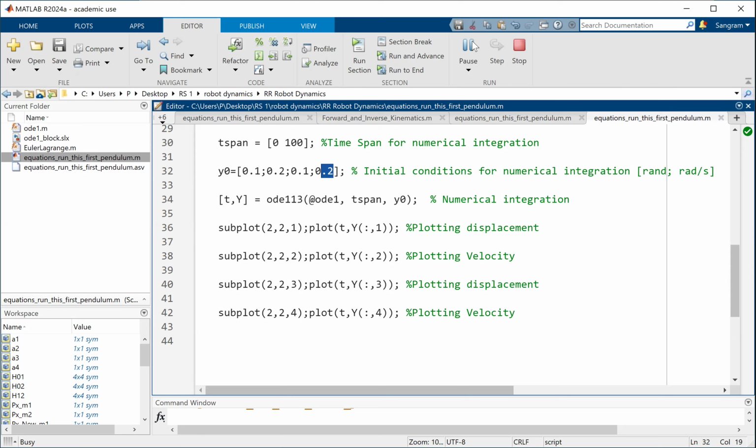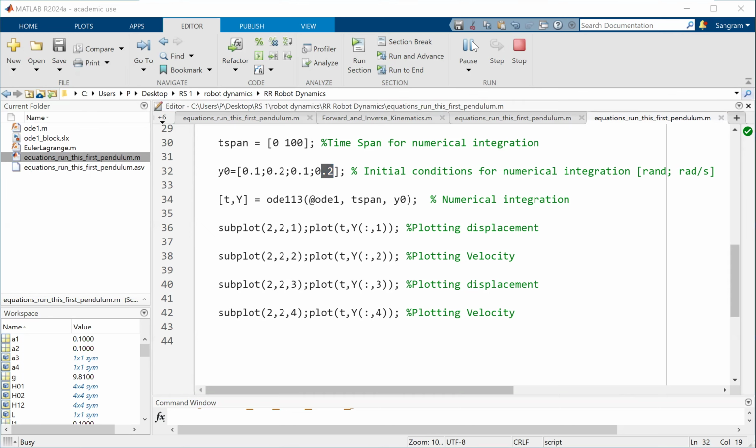So what you can do is you can actually add a visualization part, just generate a URDF file based on the parameters, and then you can actually provide these values of theta 1 dot. So you will see your actual robot moving. So this is the solution of the differential equation. This is how the robot is going to move.